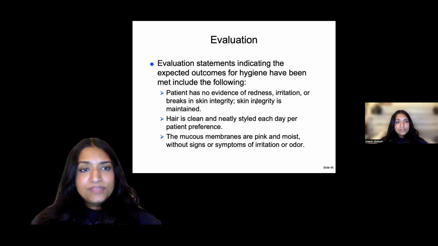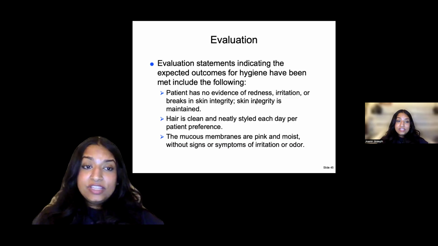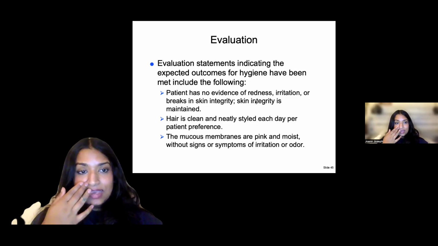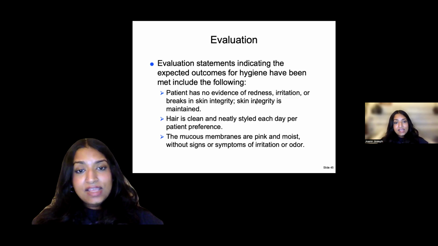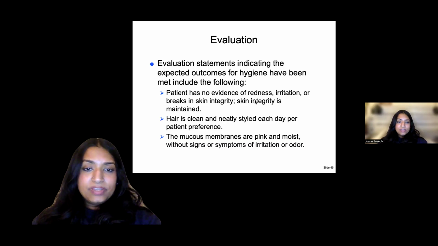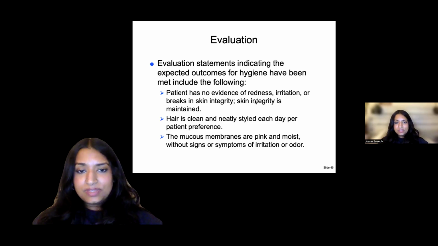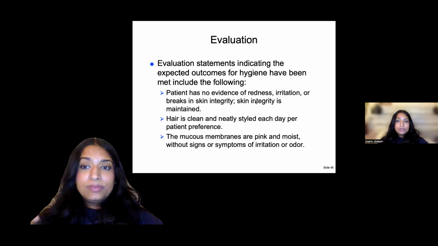Evaluation. These evaluation statements indicate the expected outcomes for hygiene have been met, including the following. Patient has no evidence of redness, irritation, or breaks in skin integrity. Skin integrity is maintained. Hair is clean, neatly styled each day per patient preference. And then mucous membranes are pink and moist without signs or symptoms of irritation or odor. So the purpose of evaluation, of course, is determining whether the expected outcomes set during your planning stages have been met. You also need to get feedback from your patient.